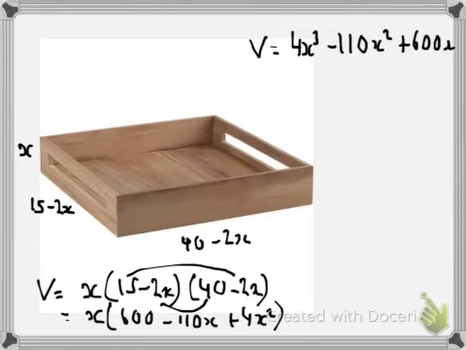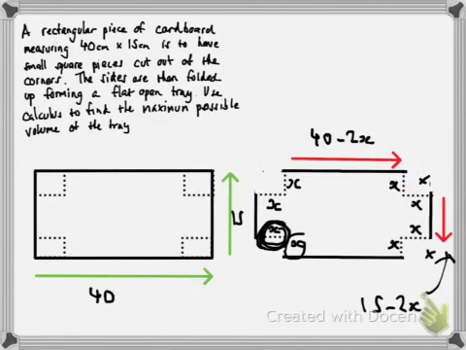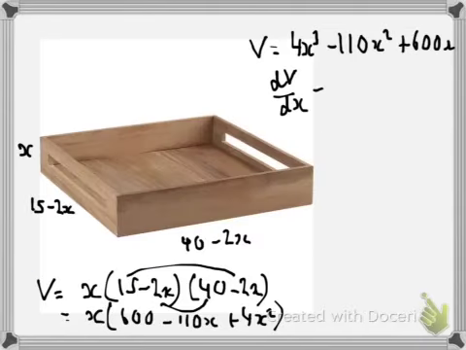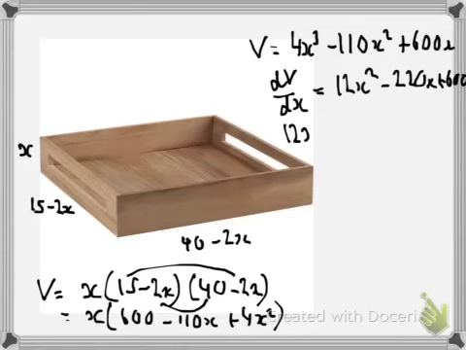So there's an equation for volume. Maximise volume, dV/dx. So we're going to find the maximum value for x. That is, what did we have to cut out of these corners? What's that value of x to give us maximum volume? That's what we're trying to find. So dV/dx equals 12x squared minus 220x plus 600. Okay, we make that equal to 0: 12x squared minus 220x plus 600 equals 0.